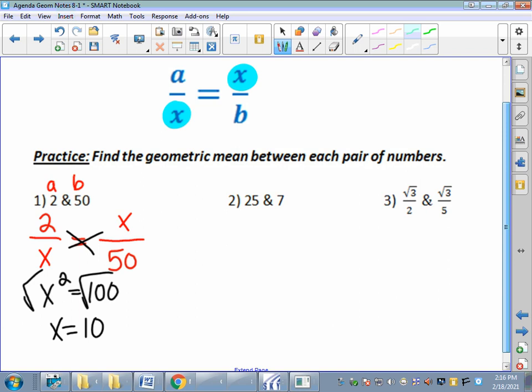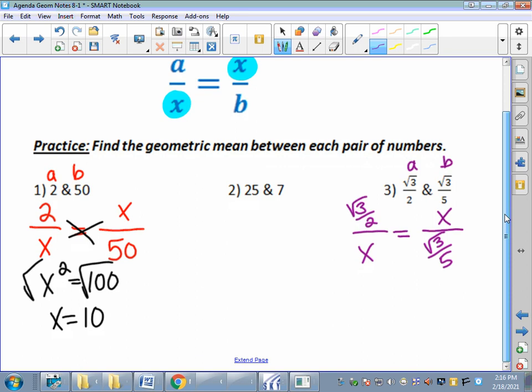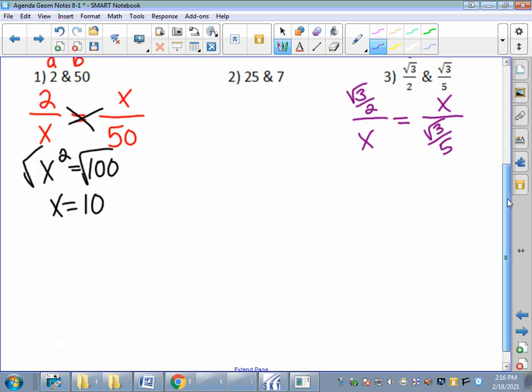Let's jump over to number 3, just because everybody's going to try to avoid these numbers, right? Because they have radicals in them. So A over X equals X over B. So square root of 3 over 2, X in the denominator, X in the second numerator, square root of 3 over 5. It's not as bad as it looks, I promise.